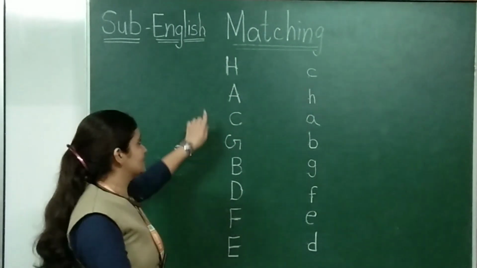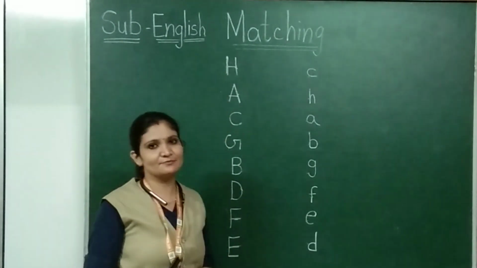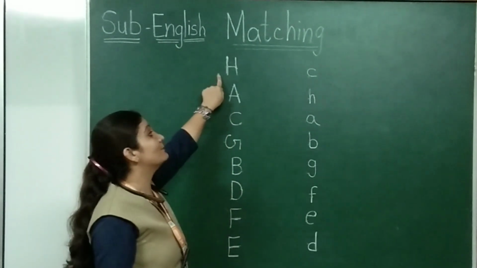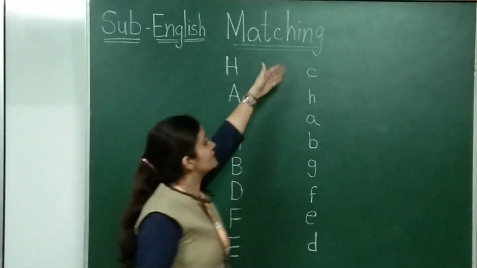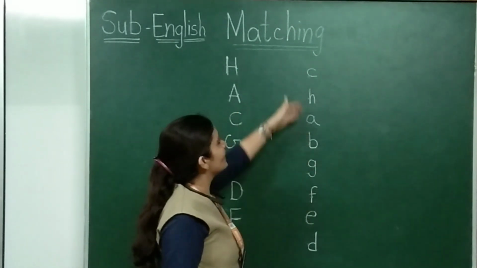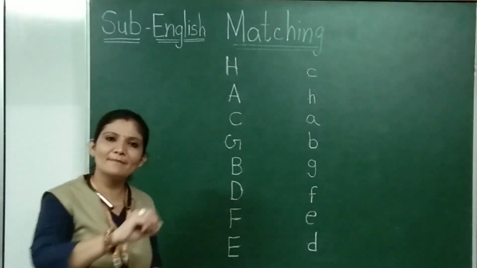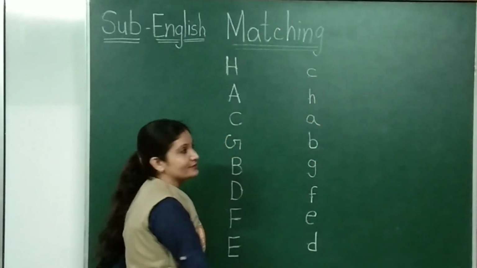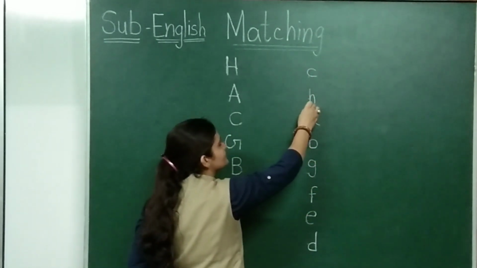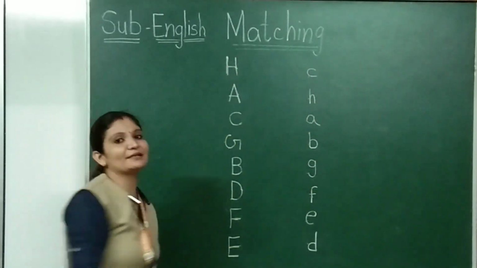Okay? Now see here. Which letter is this? Yes, this is capital H. Now what we have to do? Yes, we have to see where is small h and then we have to match. So this is small h? No. This one? Yes. This is small h and this is capital H.